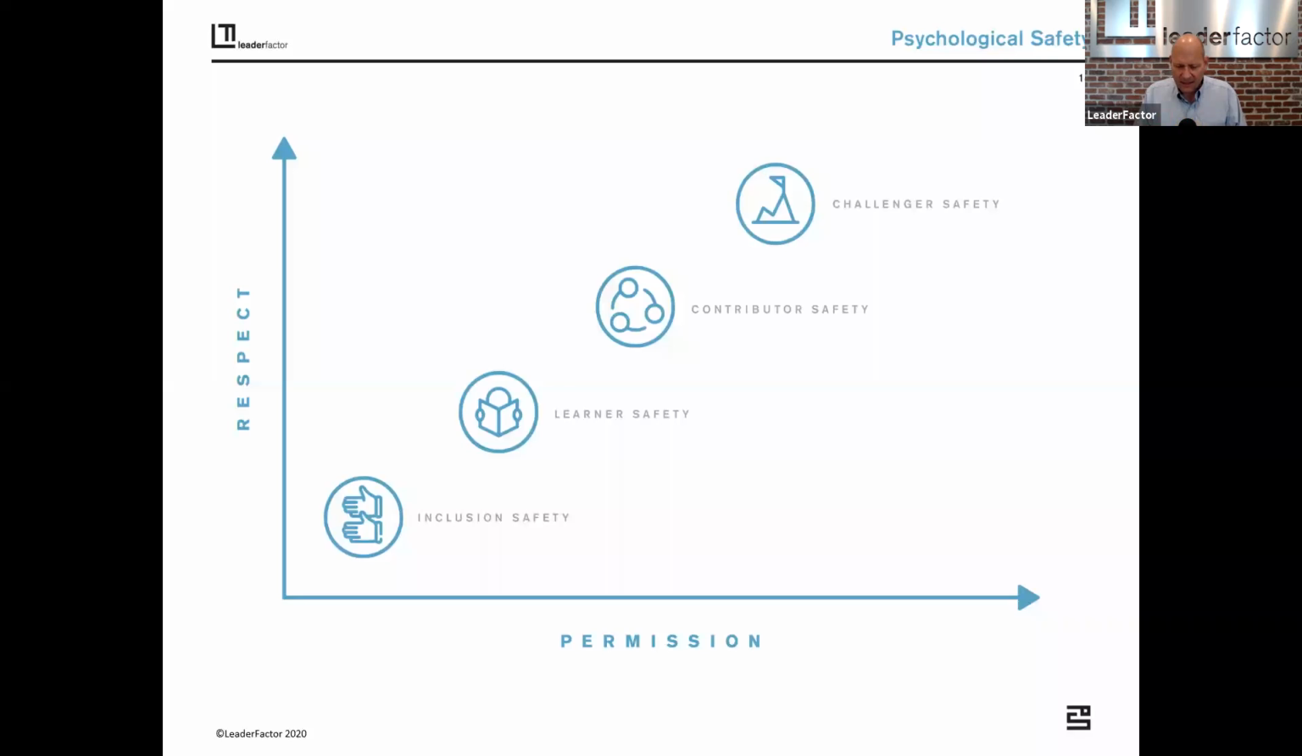So we're going to put this in the context of a chart with 2 dimensions. Psychological safety is a function of respect and permission. It's based on that intersection, that fusion. So as I said before, let me get out my highlighter.